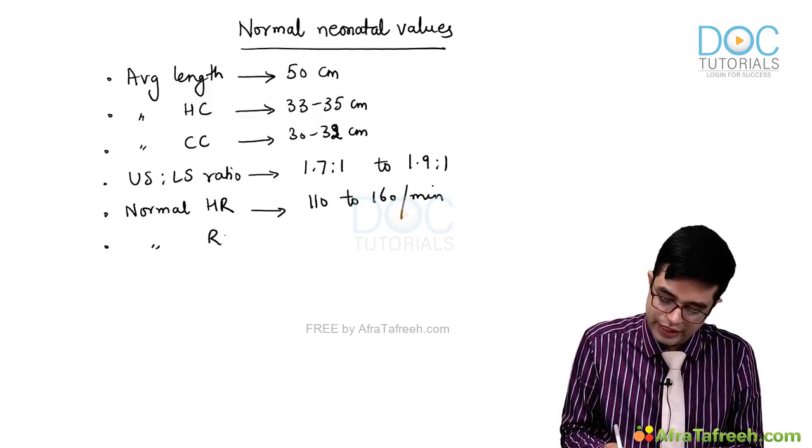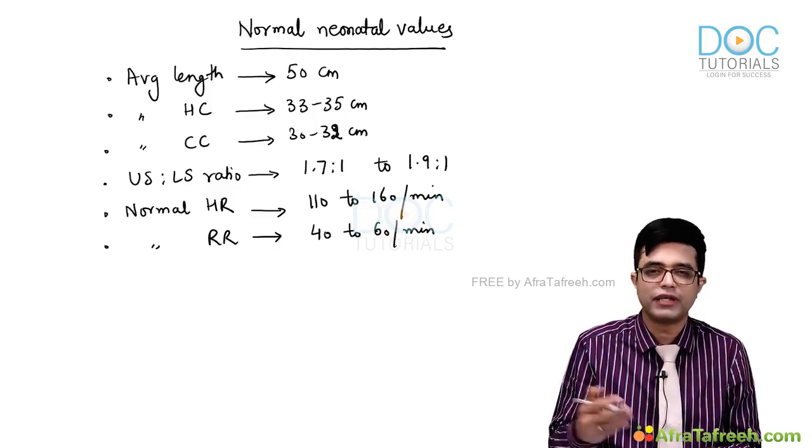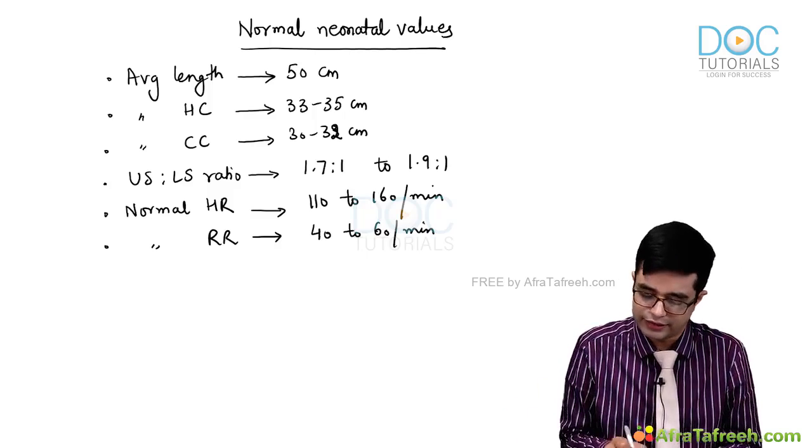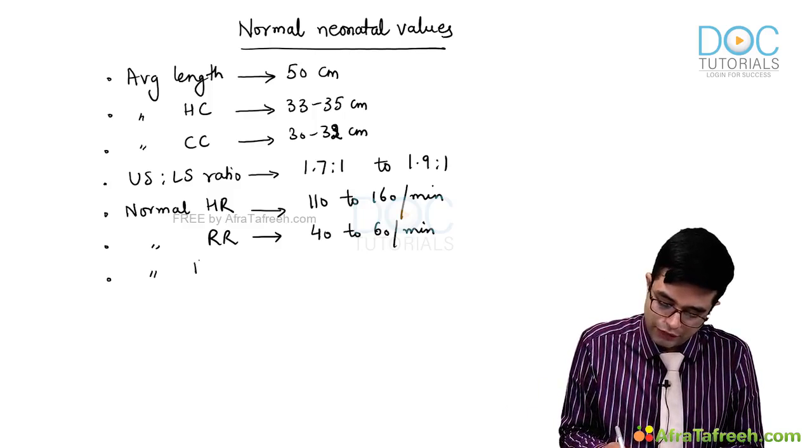Normal respiratory rate, it is 40 to 60 per minute. Some books give a value of 30 to 60 per minute. They are identical, just different references. What is the normal blood volume?